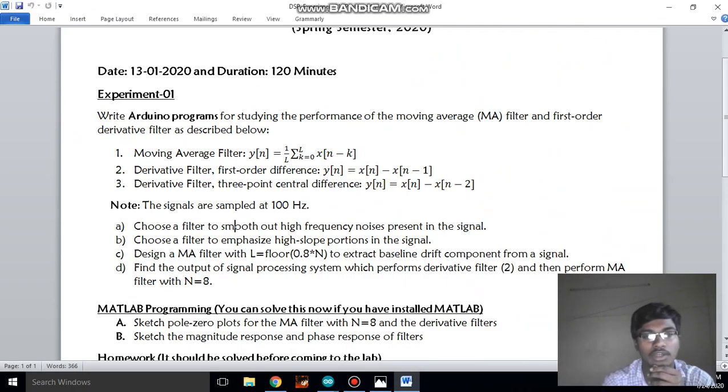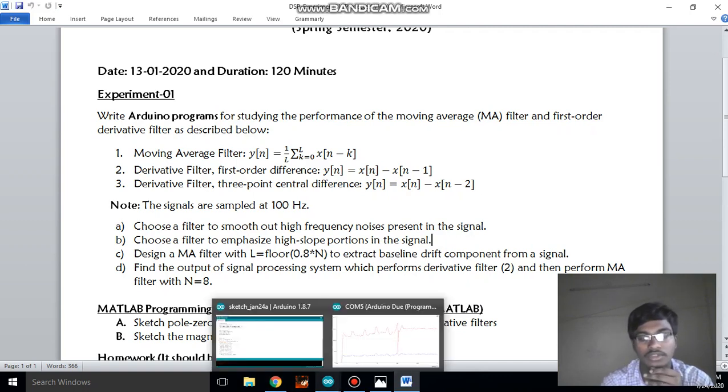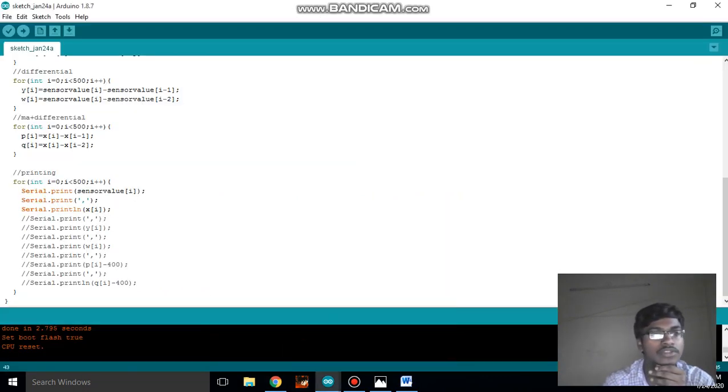Next, in the next question, we were asked to emphasize the slope, so we have to use derivative filters. Here we are using two derivative filters: one is first order and another is second order. I'm storing them in y and w respectively. Y is first order and w is second order. Here y of i is input at that instance minus input of the previous value, and w is input minus input of the second previous value. So we can quickly see that.